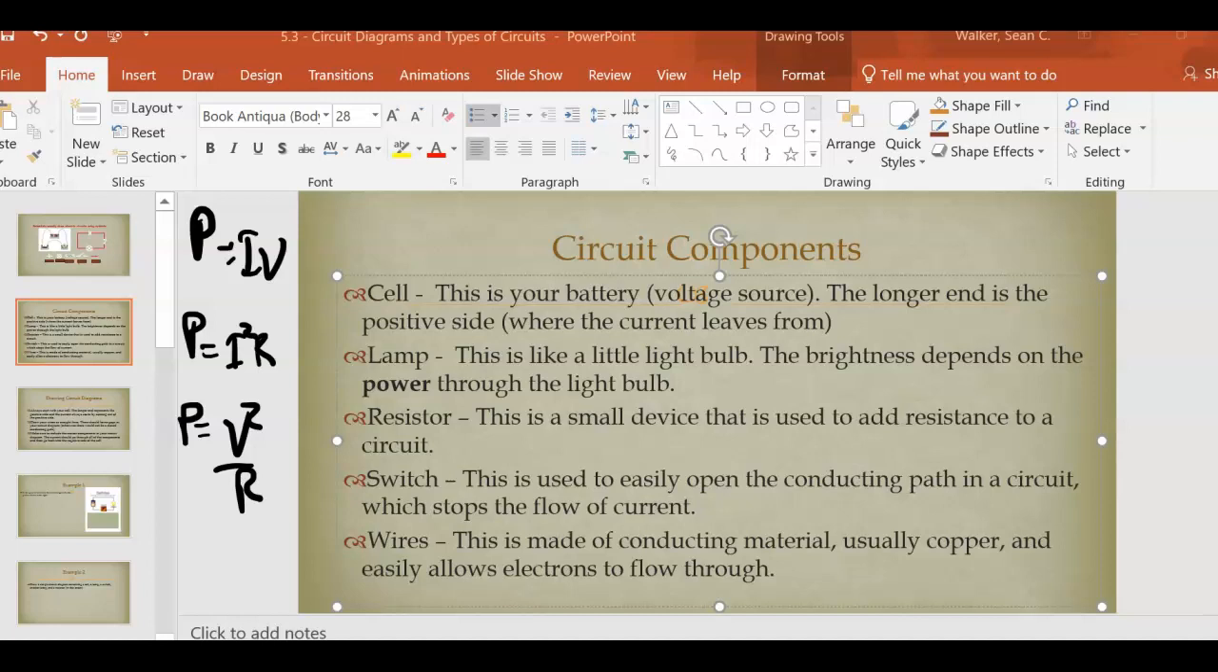A resistor was not on the last circuit diagram that we saw, but basically a resistor is a small device that is used to add resistance to a circuit, and I'll show you what that symbol looks like here in just a minute.